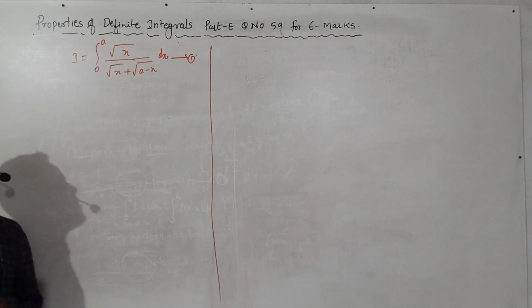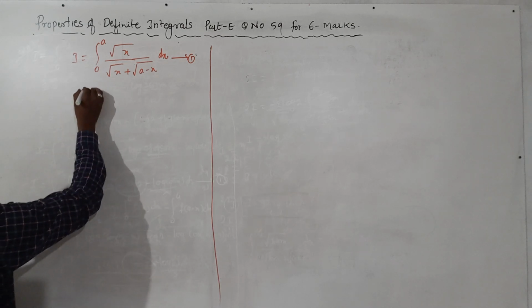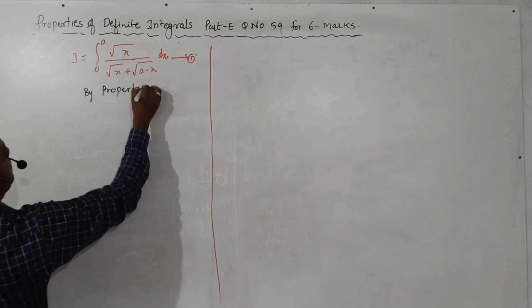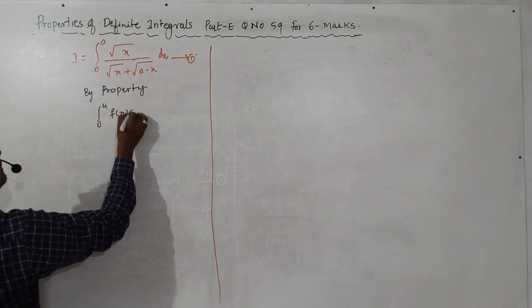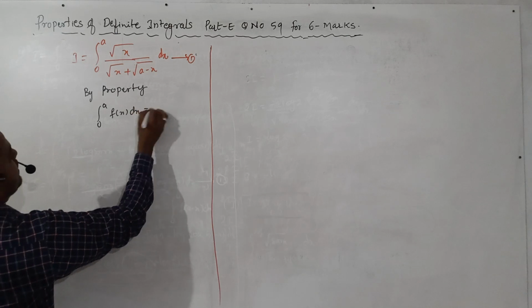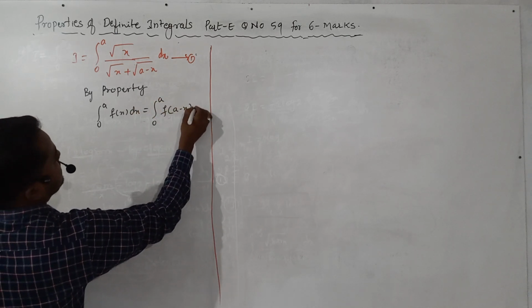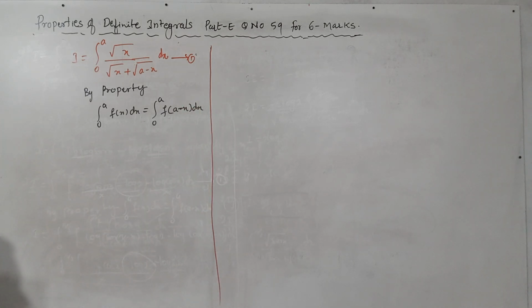Equation 1. Now by the property, I am writing this because you will come to know how we are applying the property. By the property, integration of 0 to a f of x dx is equal to integration of 0 to a f of a minus x dx.